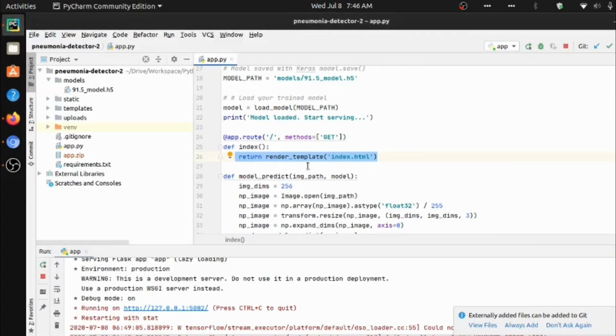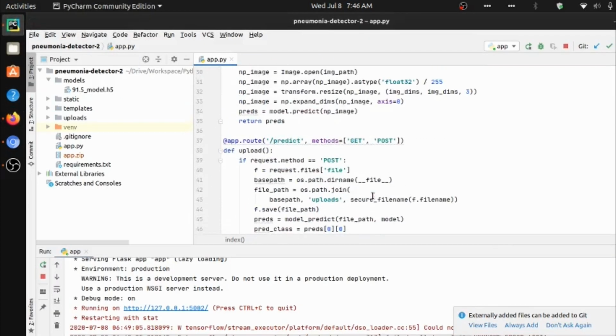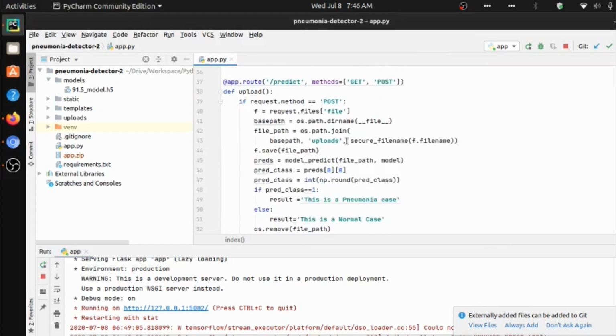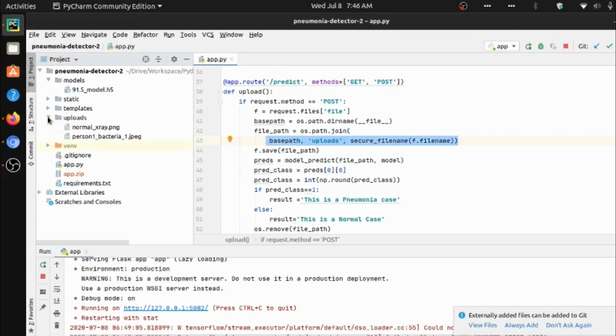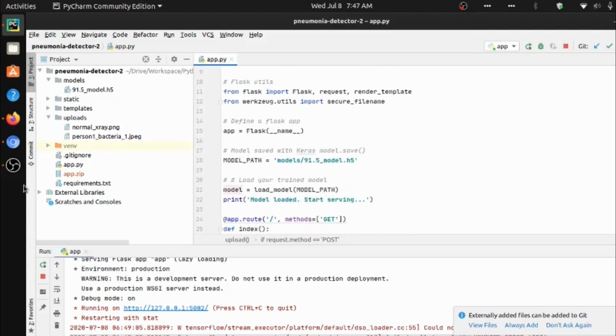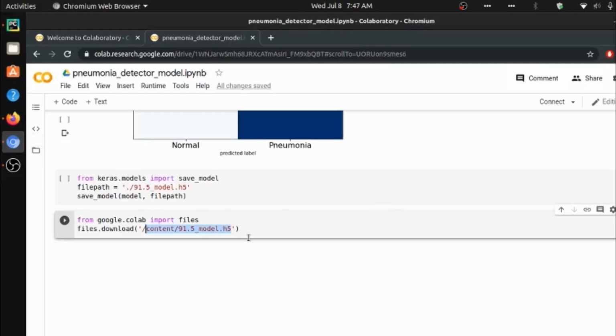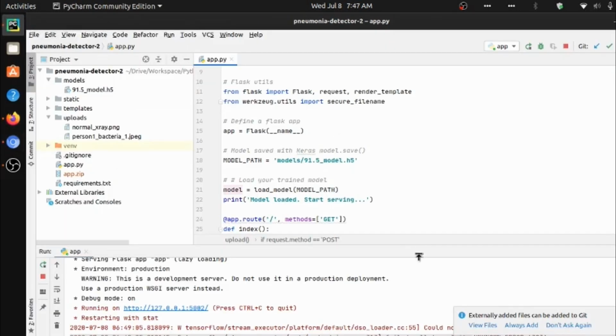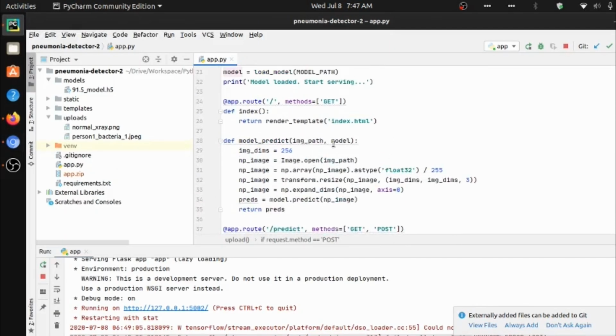On clicking predict, this image is taken in as a file. It is saved in a folder called uploads, and then passed through a function called model_predict, where we pass the file path as well as the model that we have downloaded from our Google Colab as a parameter. So this is the image path and the model.